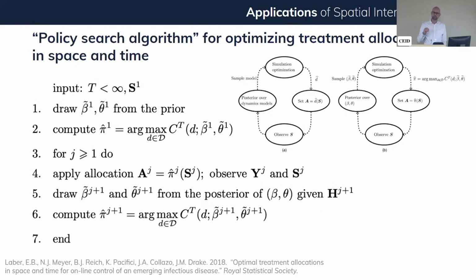This slide is just to illustrate one of the things that you can do with a spatial interaction model. This is an algorithm that I developed together with colleagues at NC State. These colleagues study what's called personalized medicine. So personalized medicine is an innovative part of clinical practice where what you do is you collect data on an individual as disease progression occurs.